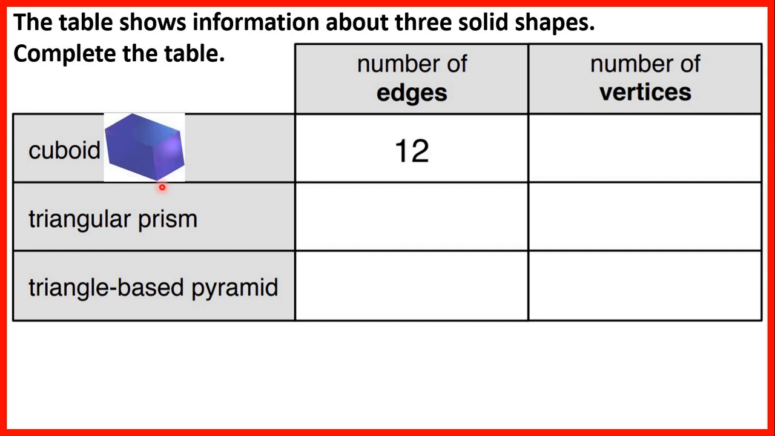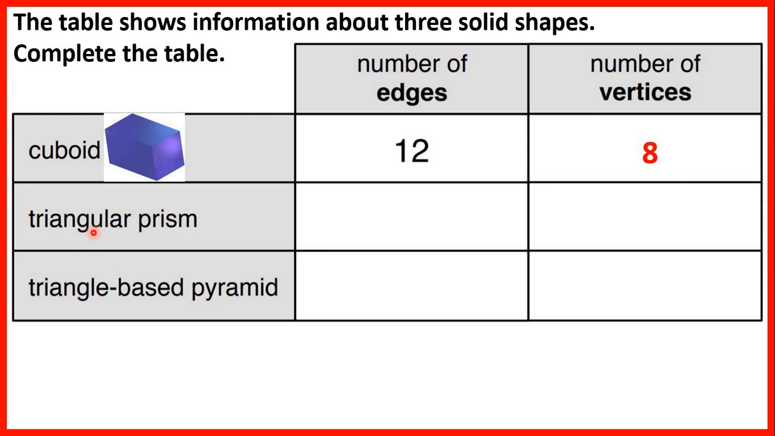So we have 4 edges at the front, 4 edges at the back, and then 4 edges around the middle, so that's 12 edges altogether. Now we need to find the number of vertices. With 3D shapes, the vertices are the pointy bits. We have 4 pointy bits at the front, and 4 pointy bits at the back as well. So that's 8 pointy bits, 8 vertices altogether.